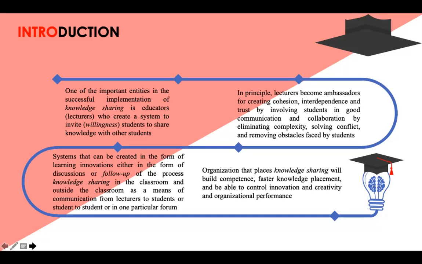So why did I want to explore this research? Because we face the problems of competency mastering among chemical engineering graduate students, especially vocational students. It is necessary to implement modern knowledge sharing by considering the elaboration of determinants of success in the performance of chemical engineering students in mastering competence in the work field. Because organizations that place emphasis on knowledge sharing will build competence, personal knowledge placement, and be able to control innovation and creativity and organizational performance. So we highlight that.